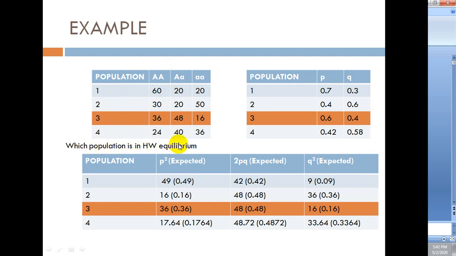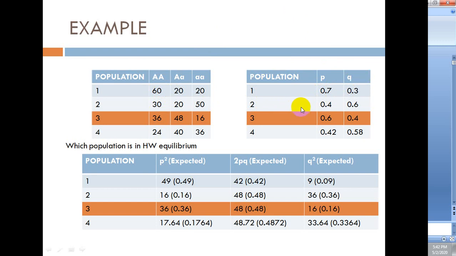Hardy-Weinberg equilibrium? To know which population is in HW equilibrium, first of all, we have to find out this p and q. So in the first population, p is 0.7 and q is 0.3. This is the allelic frequency of the dominant allele, and this is the allelic frequency of the recessive allele. So in the first population it is 0.7 and 0.3.